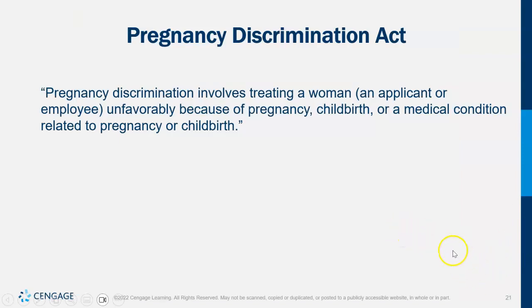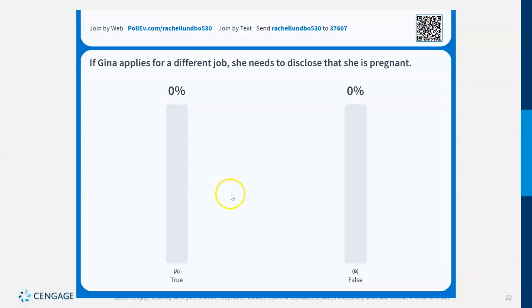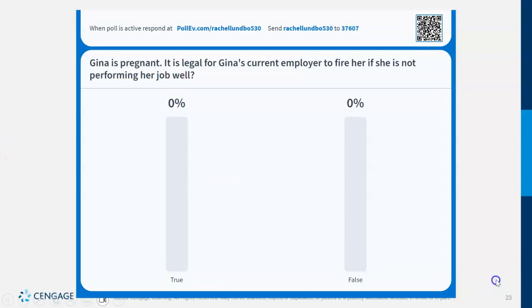The Pregnancy Discrimination Act says that you cannot treat a woman or an applicant unfavorably because of pregnancy, childbirth, or a medical condition related to pregnancy or childbirth. True or false? If Gina applies for a different job, she needs to disclose that she is pregnant. That is false. You do not need to disclose that you are pregnant.